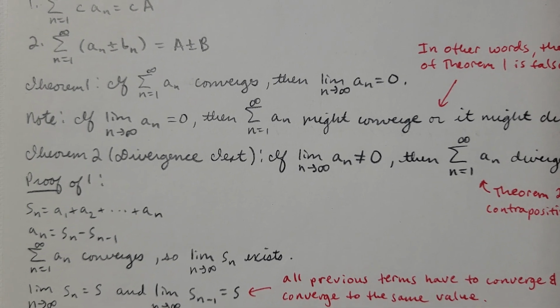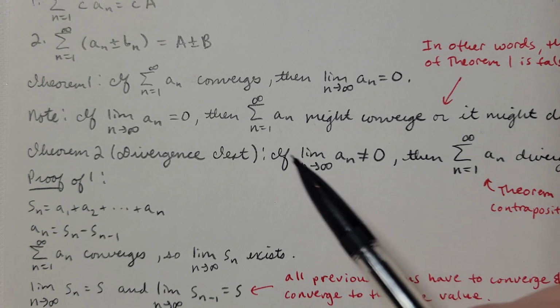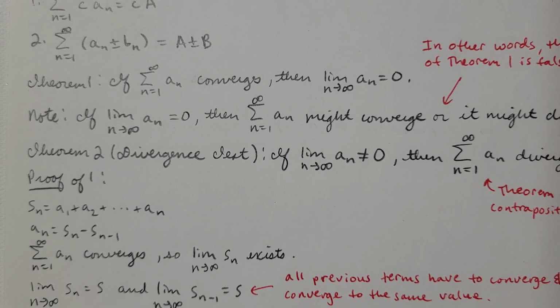Theorem 2 is going to be really important to us, and we sometimes call it the divergence test. The reason I say it's really important is because in the next couple of sections we're going to be looking at a whole slew of tests for determining convergence or divergence for a series. So this one's called the divergence test.